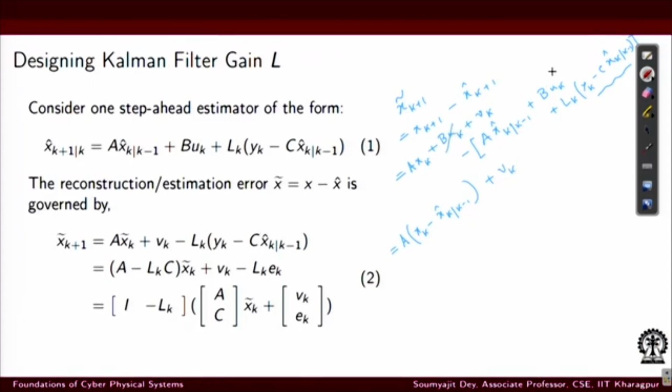Of course, these two will get cancelled out and this 2 gets combined in here, and you are left with the Kalman gain multiplied by the residue term. So, now you see if this is your reconstruction error in the k plus 1th step, then the reconstruction error in the kth step is this, right.